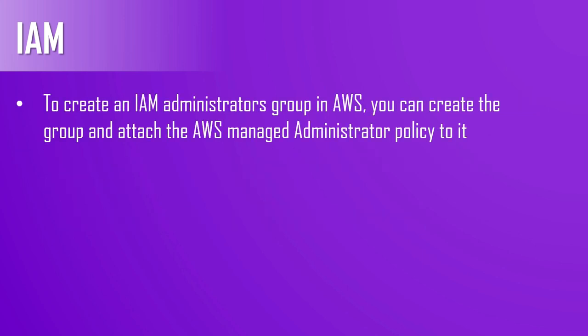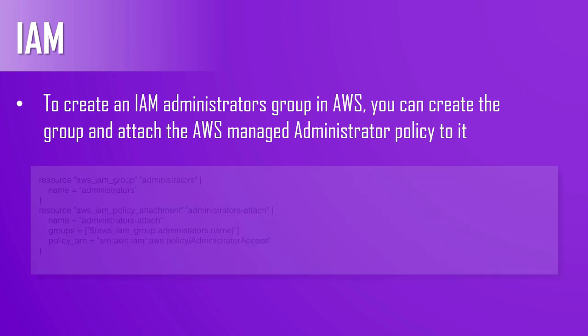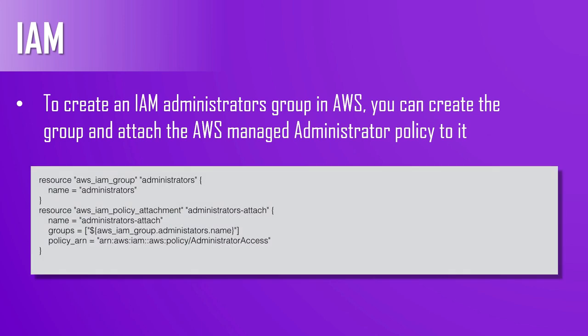First, back to users and groups. To create an IAM administrator group in AWS, you can create the group and attach the AWS managed administrator policy to it. So now, you have a group, and then you have managed policies. Those managed policies are policies that you can attach to a user or group, and those are already created by AWS. So, this is how it looks.